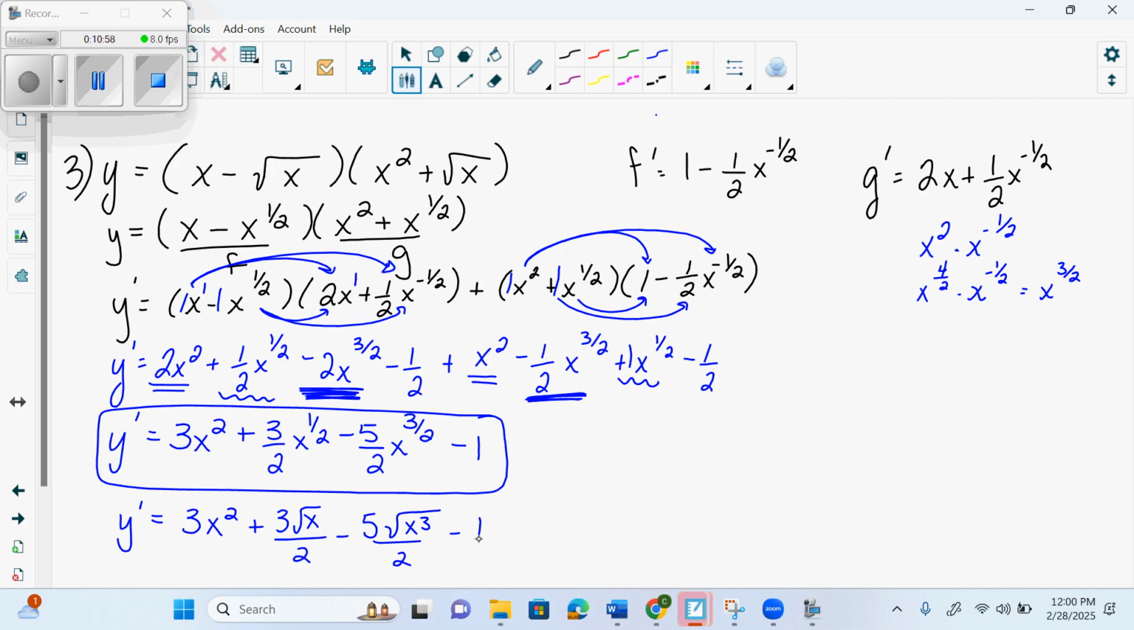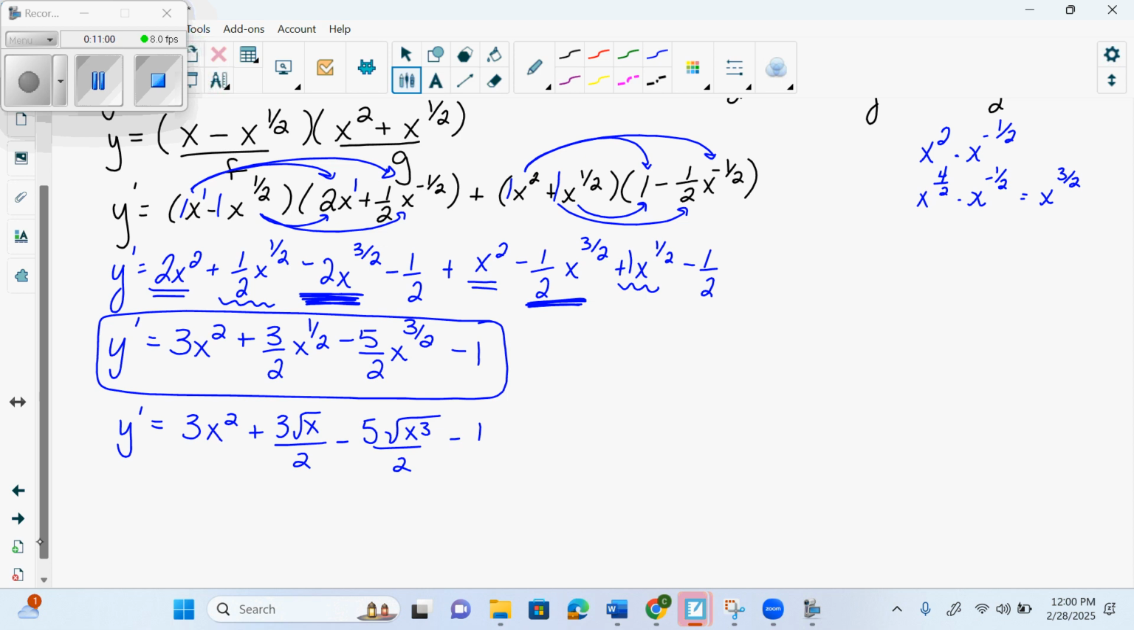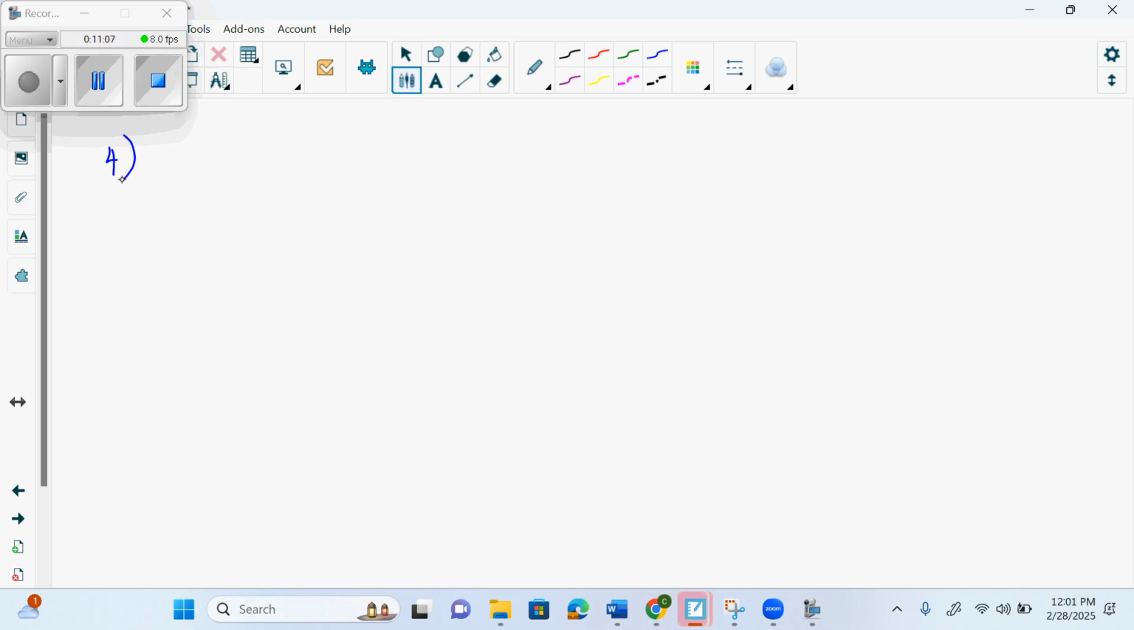Okay, my fourth one. Does everyone have that? Okay, the fourth one is h of x equals root x times (2 minus x squared plus 5x to the 4).